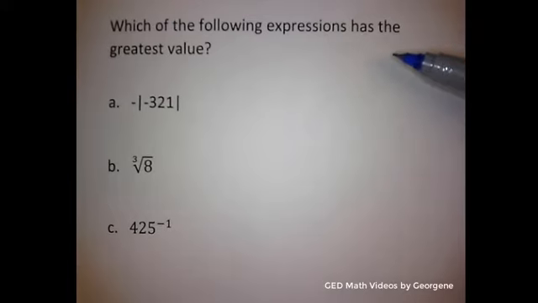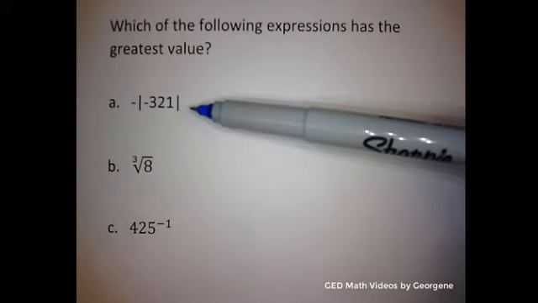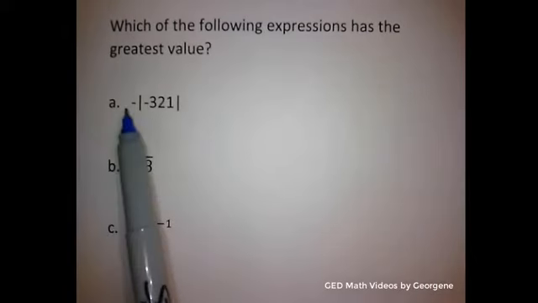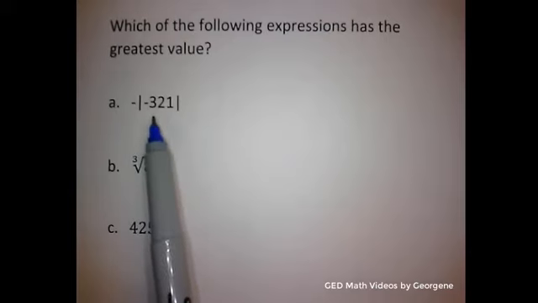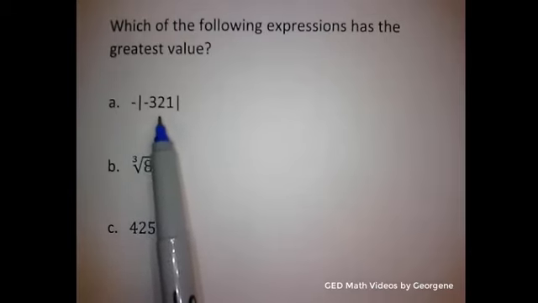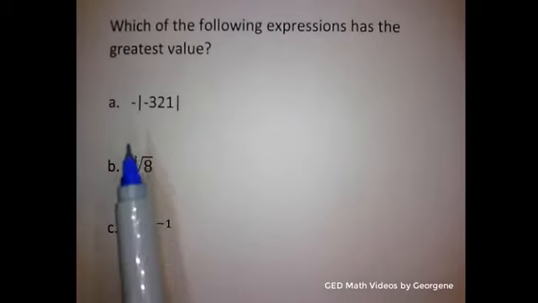So the question is, which of the following expressions has the greatest value? We have three answers. Letter A, we have the opposite, that little negative symbol there, or minus symbol. It means the opposite of. So the opposite of the absolute value of a negative 321. So we have to understand absolute value. We also have to understand a little bit about negative numbers.